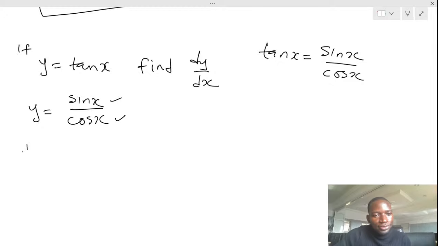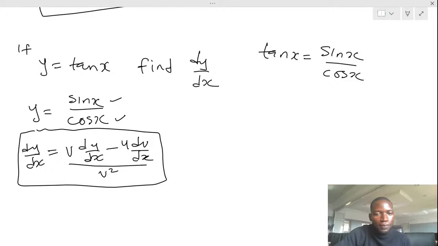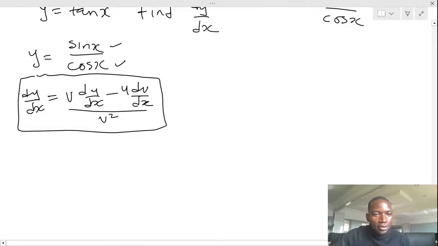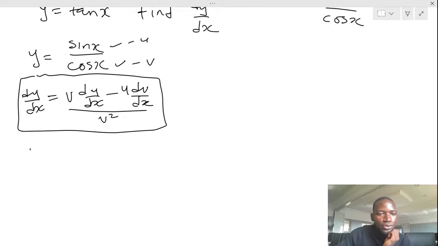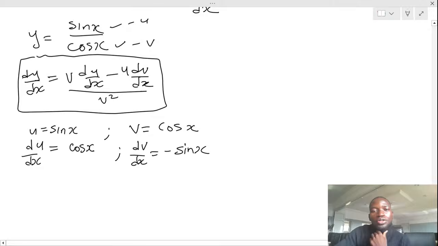You use dy by dx equals v du by dx minus u dv by dx, everything over v squared. So identify your u. Your u is the one on top and your v is the one below. So your u is sine x and your v is cos x. If you differentiate u with respect to x, if you differentiate sine, we just showed that you will get cos x. And if you differentiate v with respect to x, if you differentiate cos x, you are going to get minus sine x. That's the one I said you should go and prove using first principle.